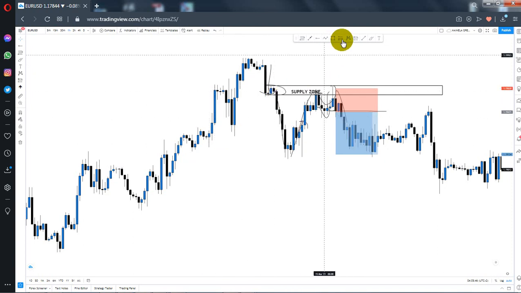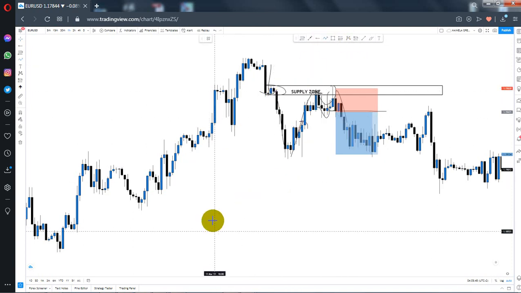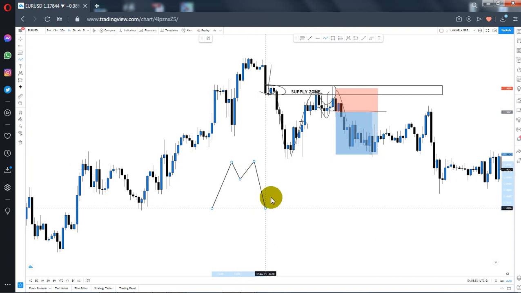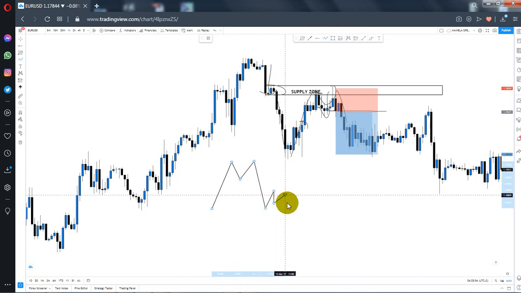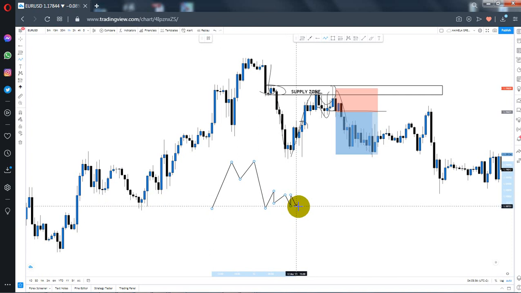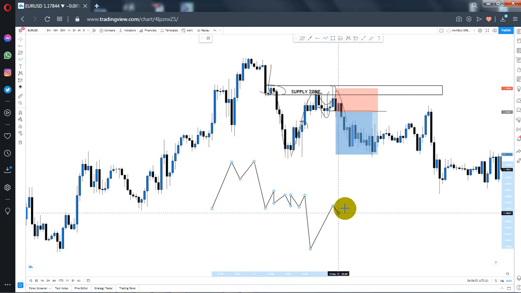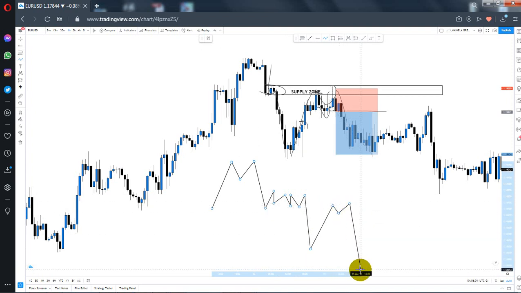So this is this pattern, which is something like this. The drop, then, excuse my drawing, I'm just trying to do it fast, which is something like this.